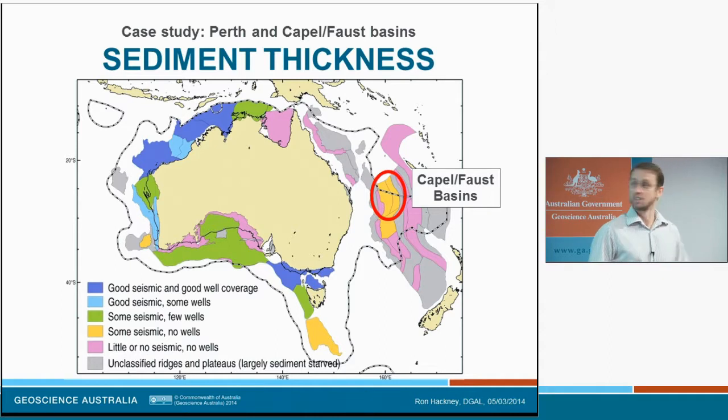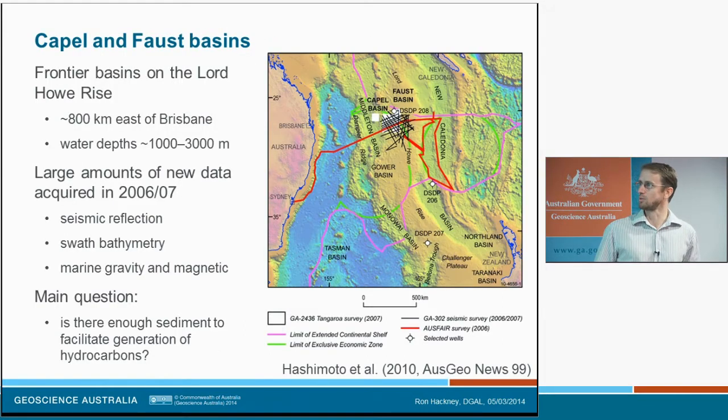Right, the first question. Capel and Faust basins, looking a little bit at sediment thickness. The Capel and Faust basins are a long way out from the east coast of Australia. Let's have a little bit of a look here. There's a map here. You can see the coastline here. The Lord Howe Rise is this submerged continental ribbon which separated from Australia when the Tasman Sea opened up.